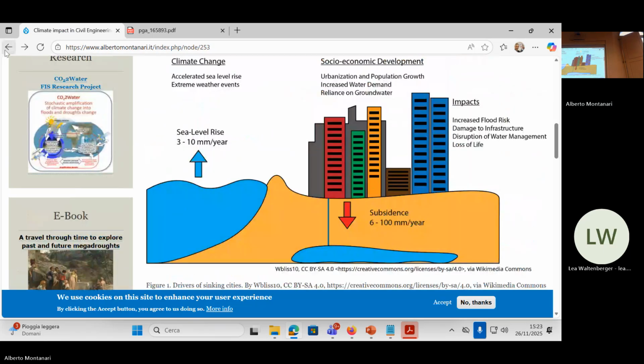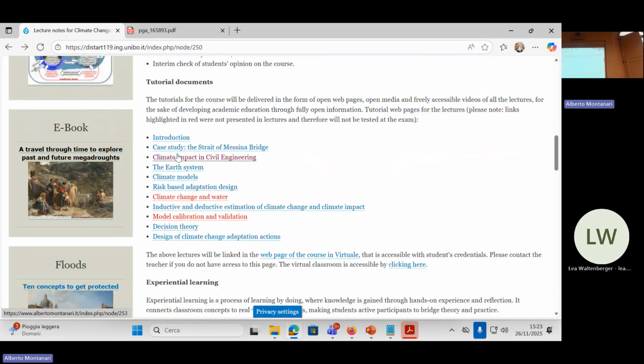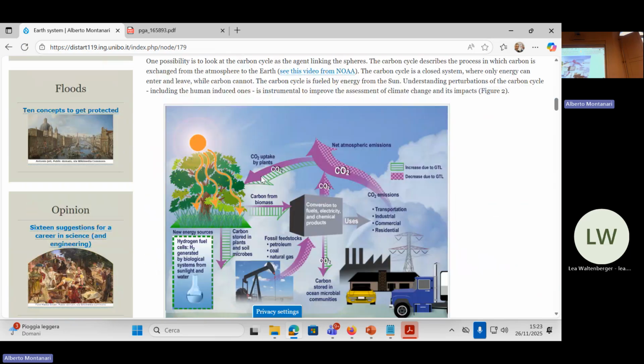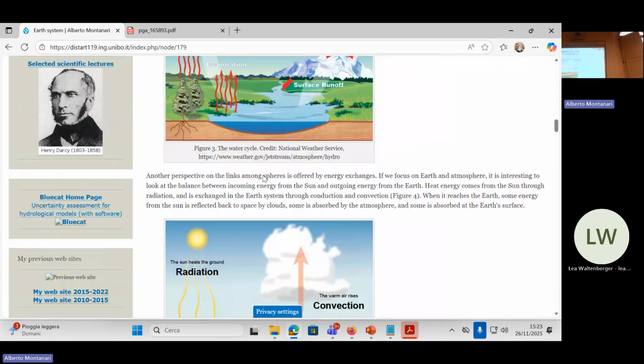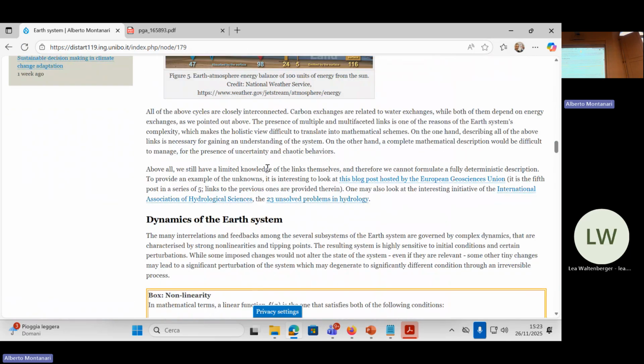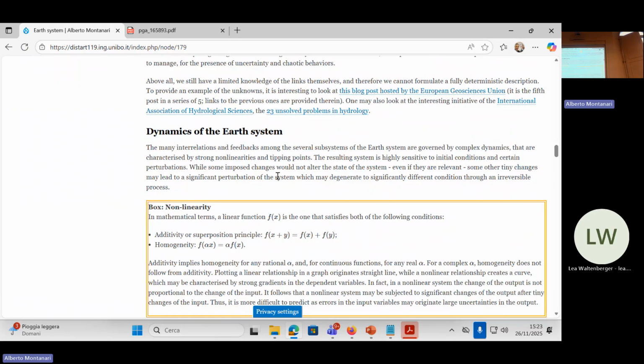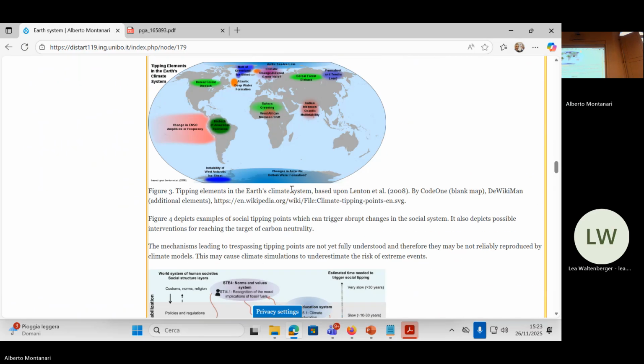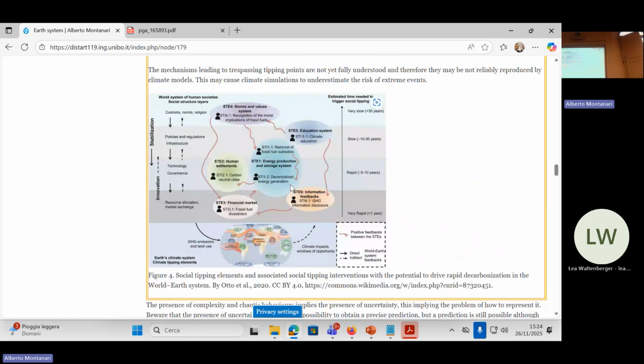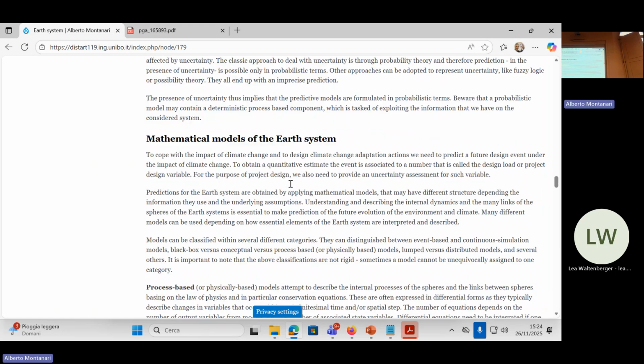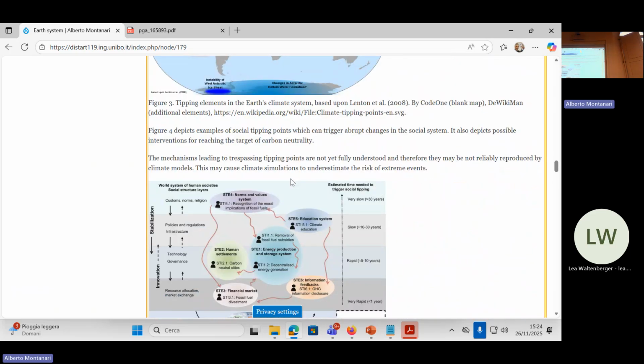Important lecture: the Earth system. I think there is not much to be asked here, at least not in the quiz. In the oral, yes. The definition of linearity and non-linearity may be asked in the quiz. What is a tipping point may be asked in the quiz. Of course, there are tipping points.